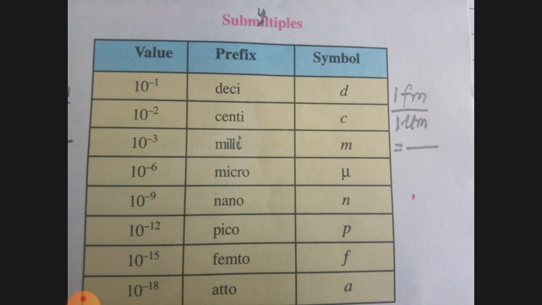Now in such questions, when the numerator is smaller than the denominator, the answer will always be in terms of 10 raised to minus. And if the numerator value is greater than the denominator, then the answer will be in 10 raised to plus.